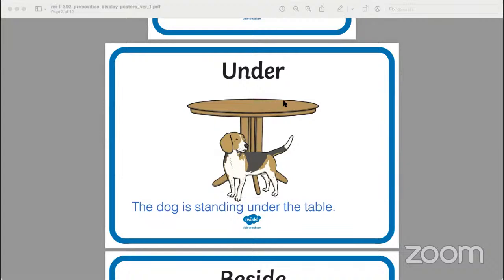So this one, the dog is under a table and he's standing. So you would say the dog is standing under the table. If he was sitting, you can say the dog is sitting under the table. Or if he is sleeping, the dog is sleeping under the table. Guys, please do not unmute your audio. You need to raise your hand up if you would like to speak.